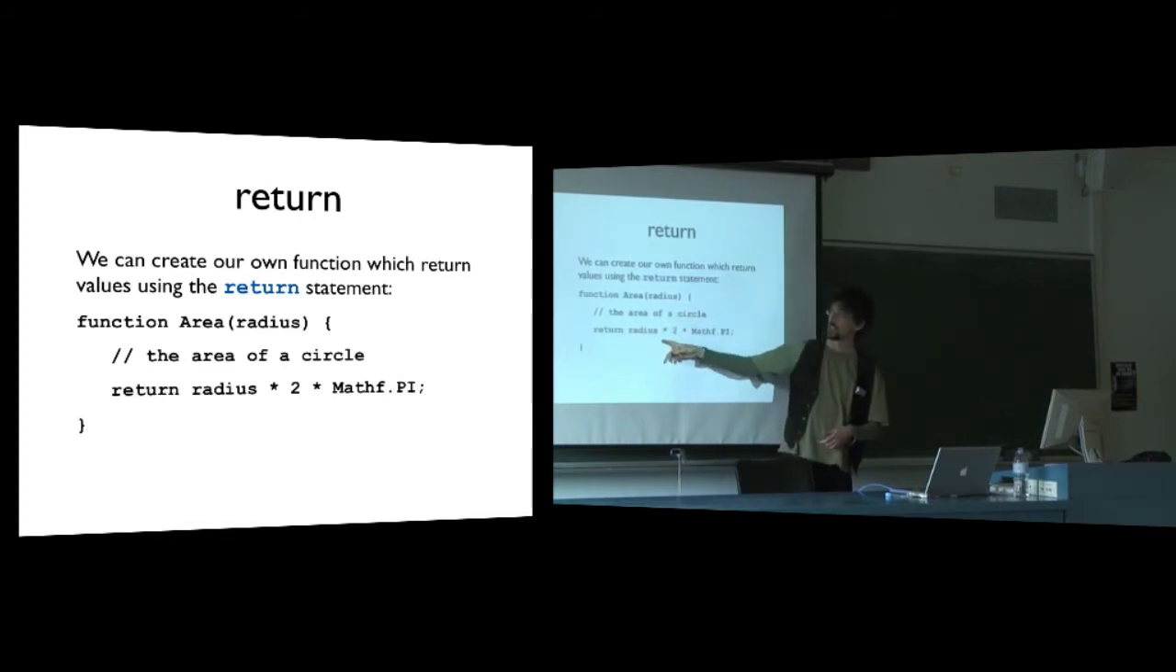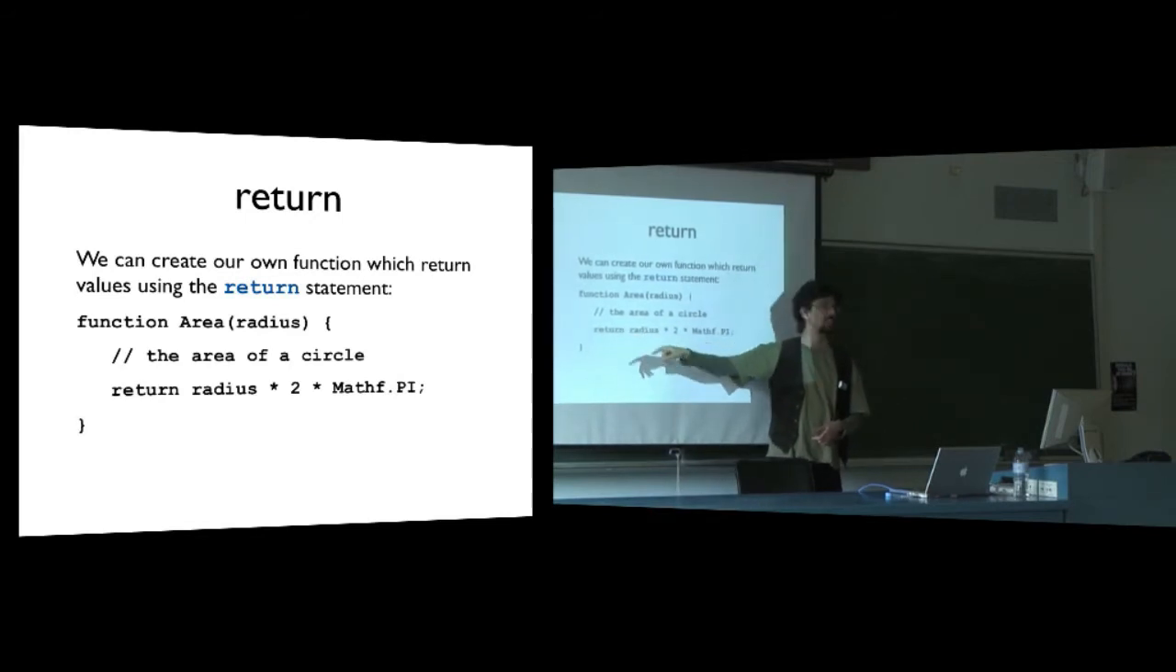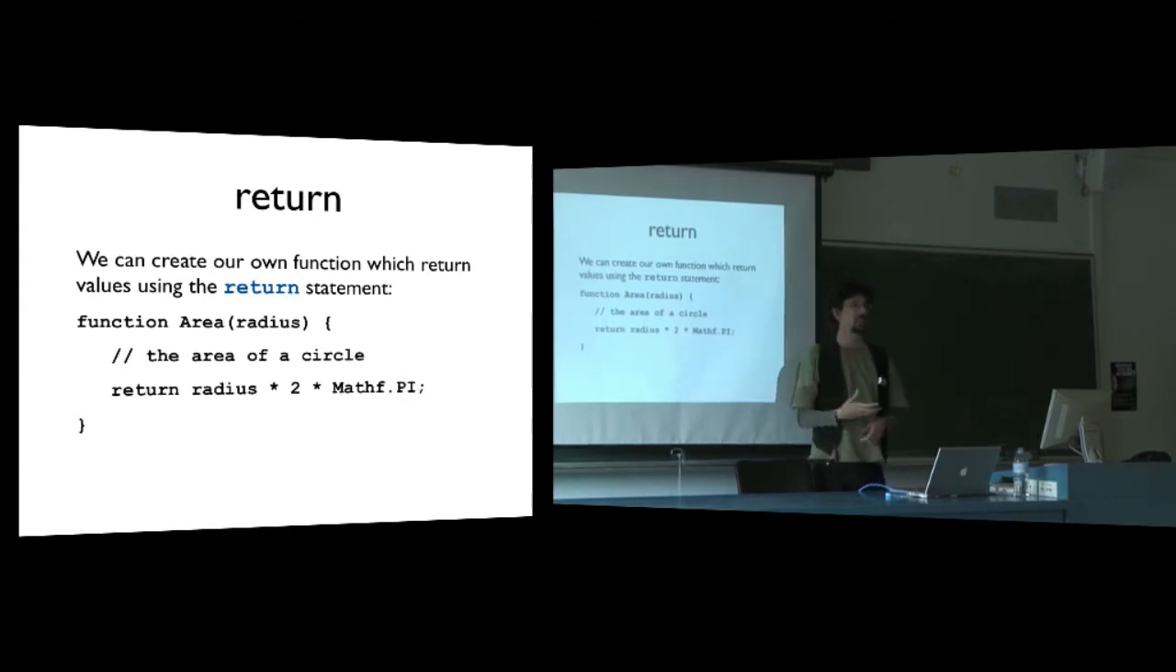So if this is a function to calculate the area of a circle, the input parameter is the radius. We calculate the radius times 2 times pi, and we return that value, and the calling function will get it back. So if we put in the value 1, we'll get back the value 2 times pi. And then we can use this function just like we used any of the built-in functions.